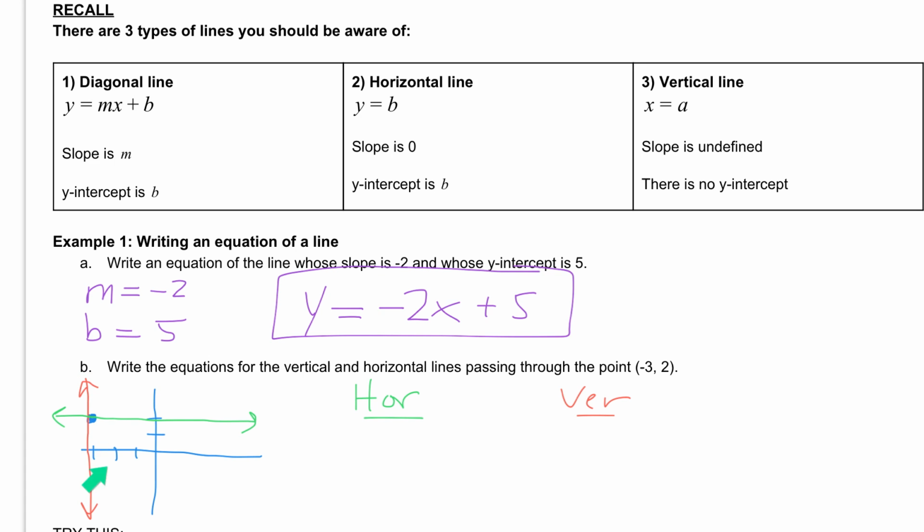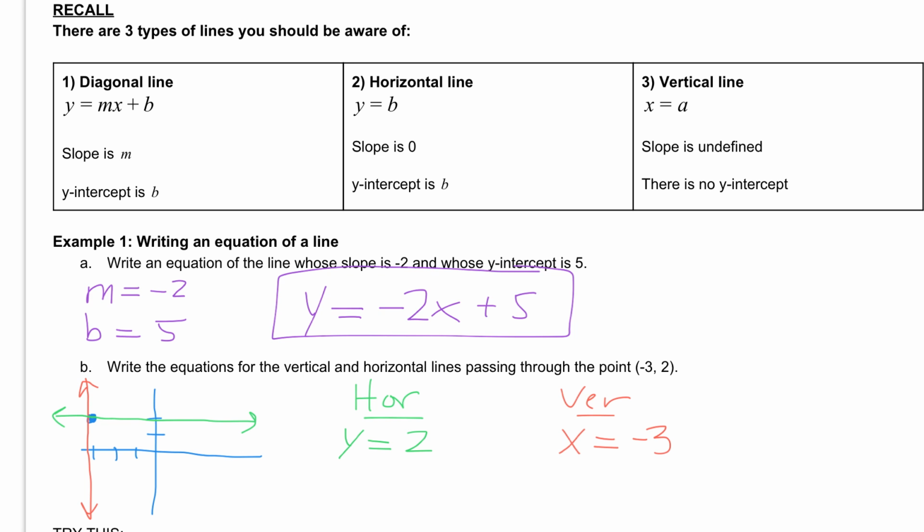Taking a look at this vertical line and this horizontal line, the vertical line is going through the x value of -3. And notice the x coordinate of our point is -3. So the vertical line is just x equals -3. The horizontal line is going through the y value of 2. And notice my y coordinate of my point is also 2. So this is the line y equals 2.